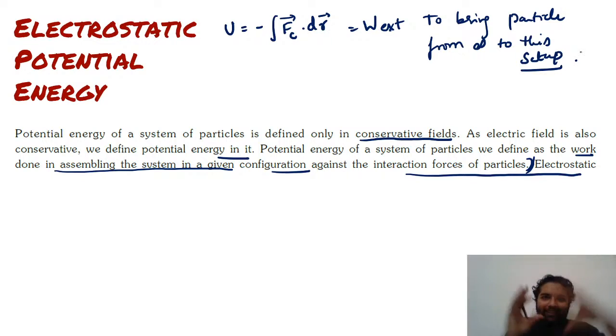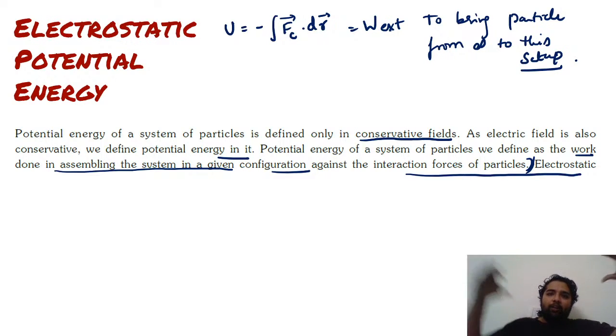To whatever setup is currently there, from infinity you are bringing the whole thing and setting it up there. That energy, the work done by the external agent, is only called potential energy. So these are the two ways of writing it. Both of them are correct. Both of them are the same.